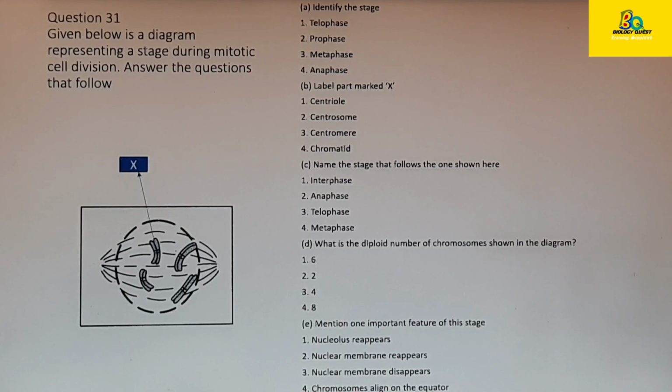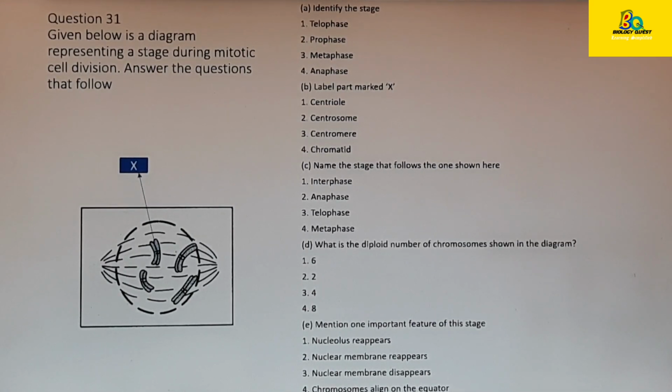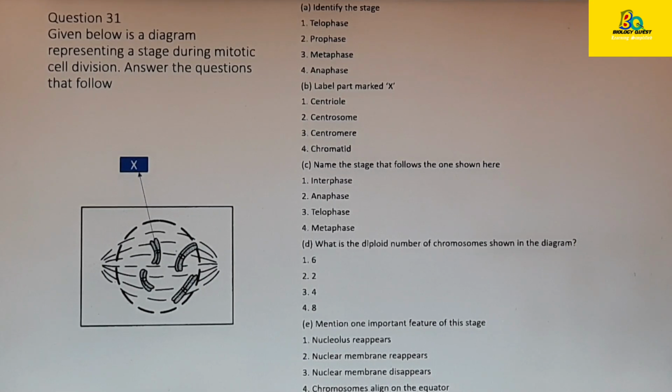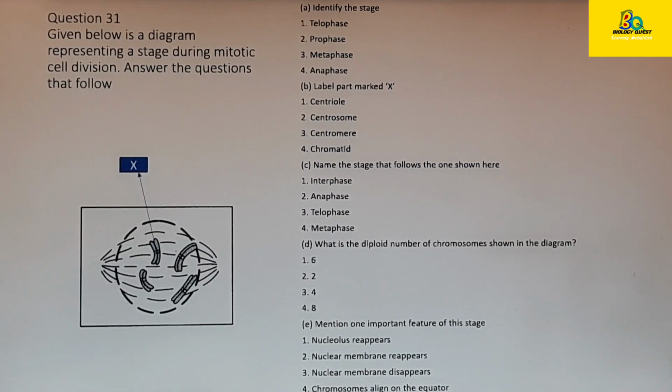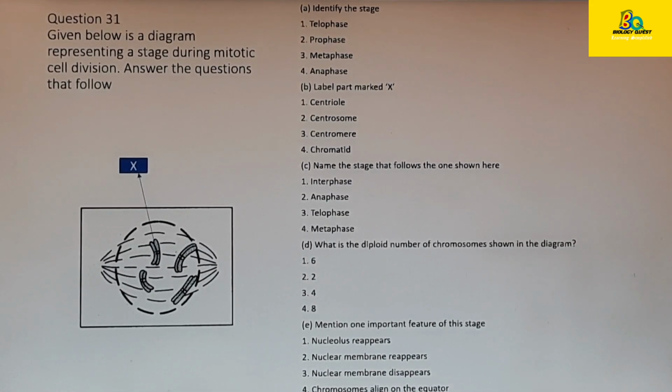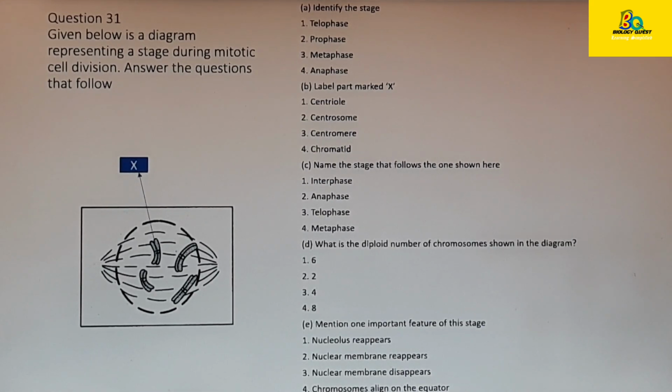Okay. What is the diploid number of chromosomes shown in the diagram? How many chromosomes are shown there in the diagram? 1, 2, 3 and 4. So the correct answer is 4. 4 is the diploid number of chromosomes shown in the diagram. Okay, correct answer is 4.